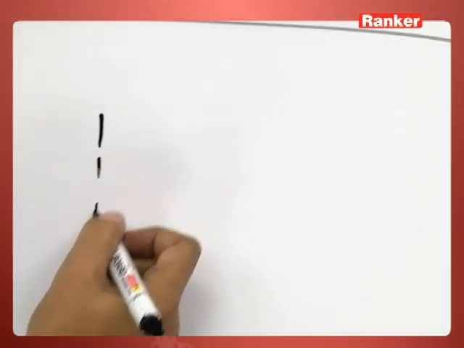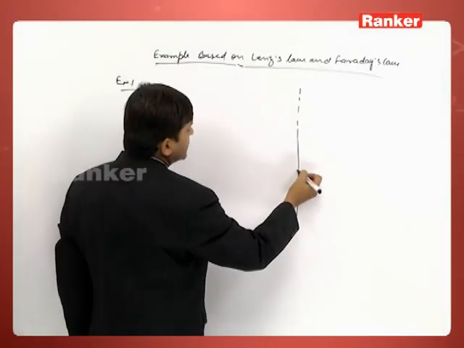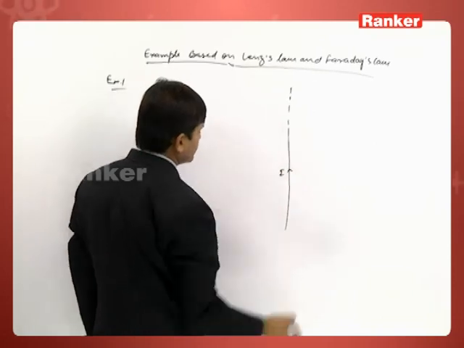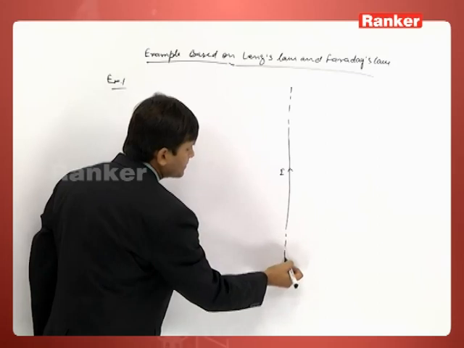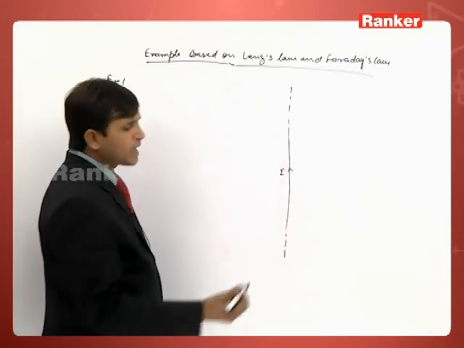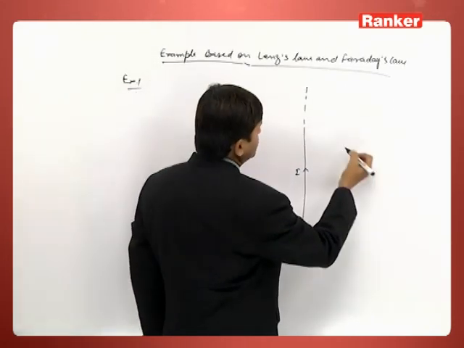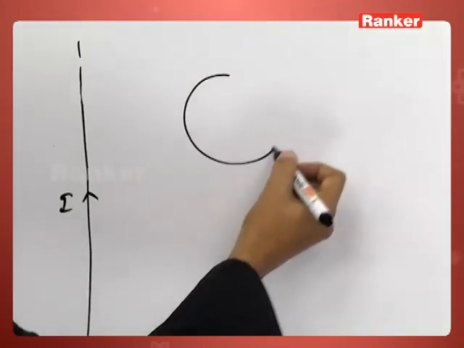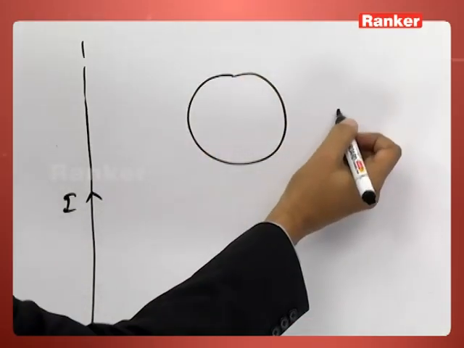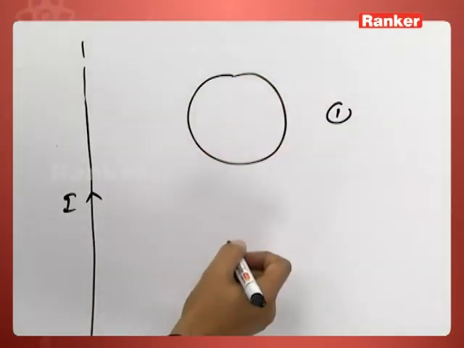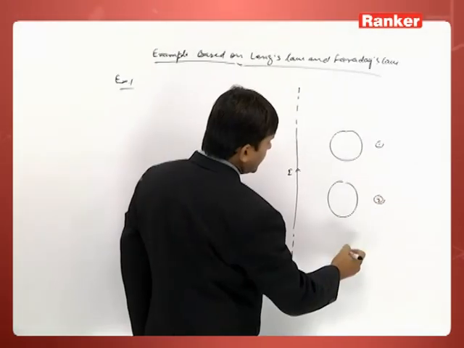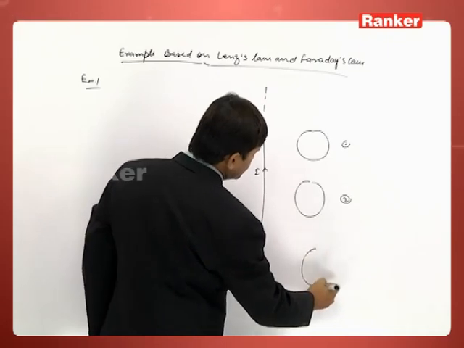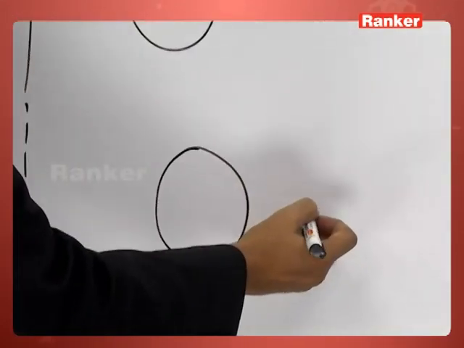See, a current carrying conductor is given, having current I. This is a long conductor. Now we are having three loops. This is your loop number 1, this is your loop number 2, and this is loop number 3.